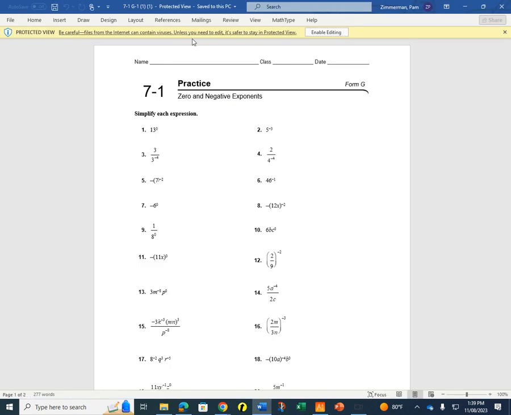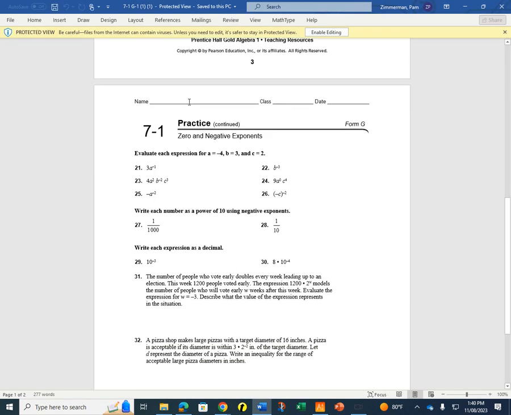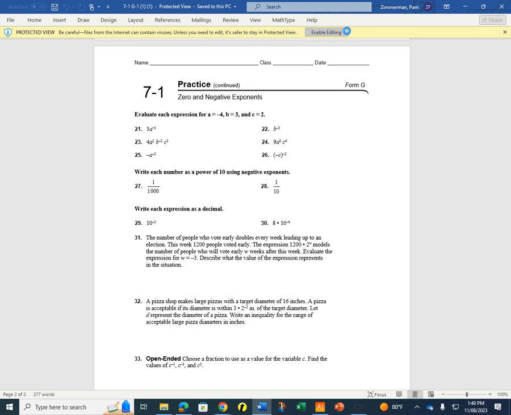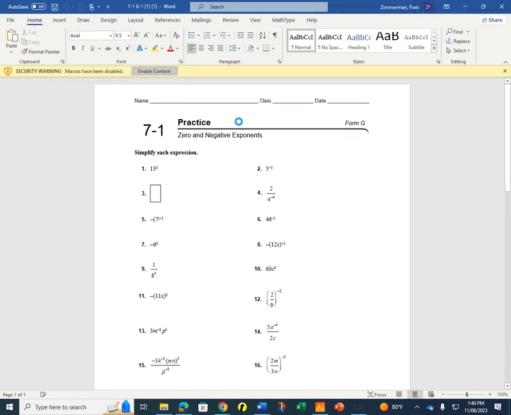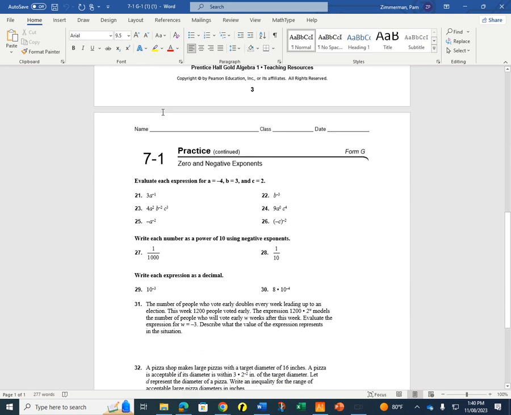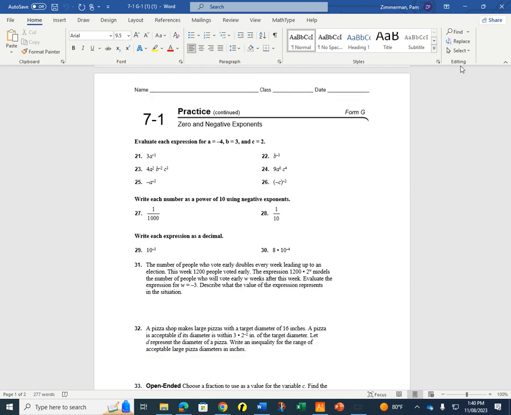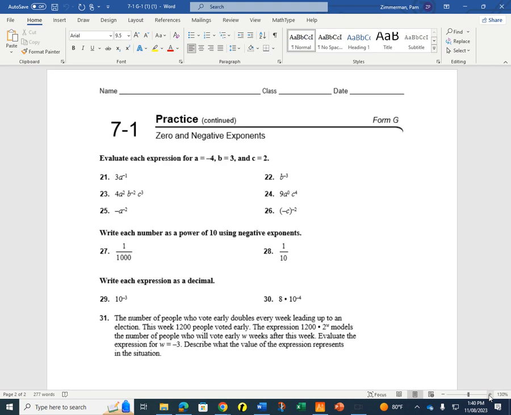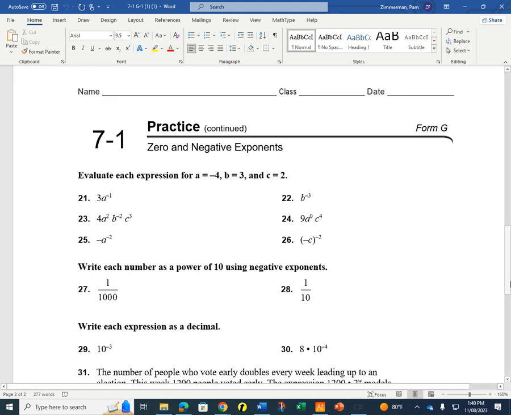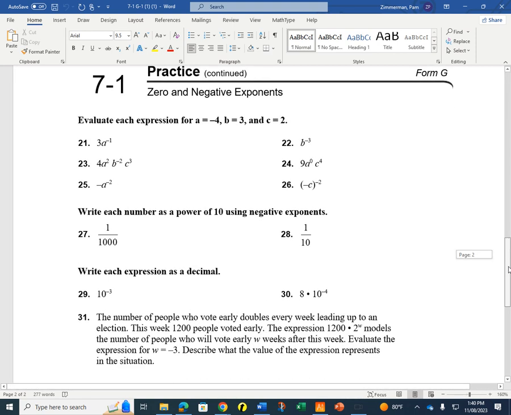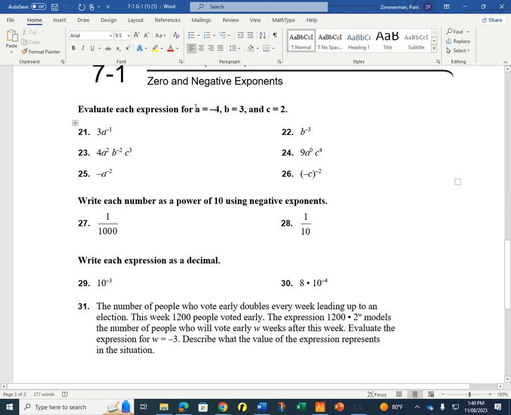All right, so we are going to go through. You guys tell me, do you remember what it means to evaluate? What does it mean to evaluate an expression? What do you think, Faith? Any idea? It does mean to replace it. They say here, evaluate each expression for A equals -4, B equals 3, and C equals 2.